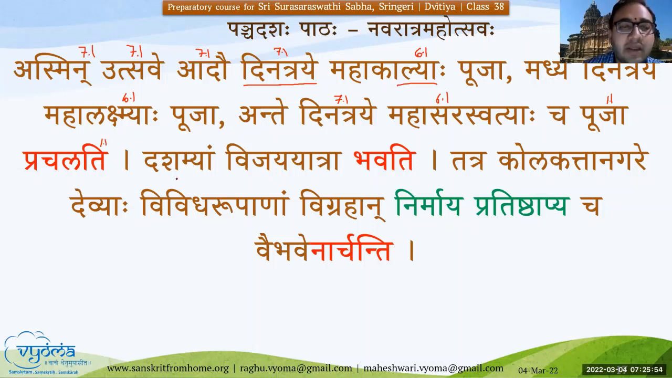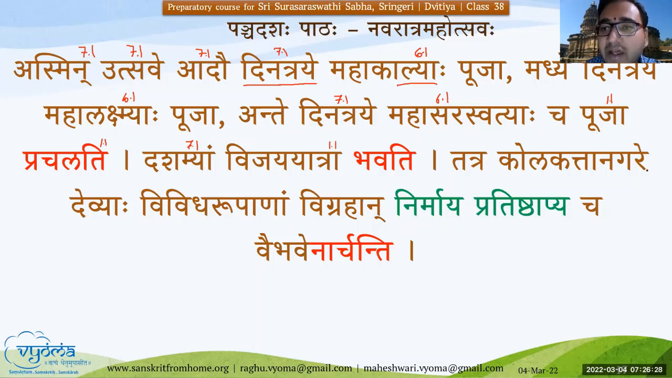Okay, next. Dashamyam vijaya yatra bhavati. Dashamyam, dashami, that is on the 10th day. Dashami is an ikaranta striling shabda. Dashamyam is ekavachanam. Vijaya yatra bhavati. Yatra is basically a procession, we can take it based on this context, to celebrate the victory. It will take place. That is the meaning of this sentence. Dashamyam vijaya yatra bhavati. Yatra is Prathama bhakti ekavachanam.